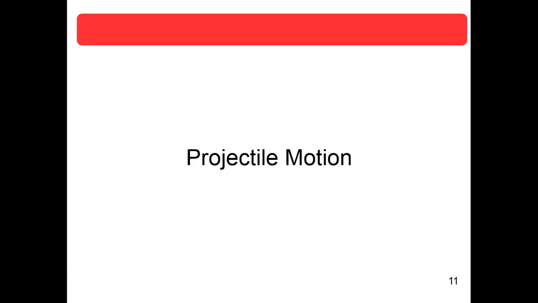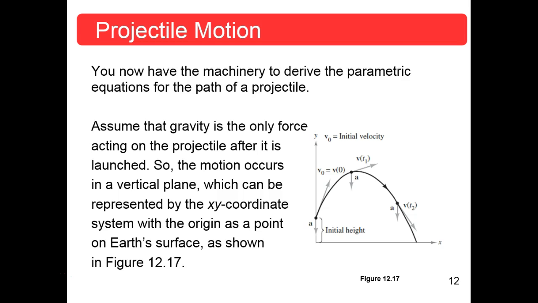Now, let's look at projectile motion. You now have the machinery, the tools, to derive the parametric equations for the path of the projectile. Assume that gravity is the only force acting on the projectile after it is launched. Say you throw a ball into the air. As long as it's in your hand, you're exerting a force on it. But the moment it leaves the tip of your finger, you're not acting on it anymore. Now the only force acting on it is gravity pulling down.